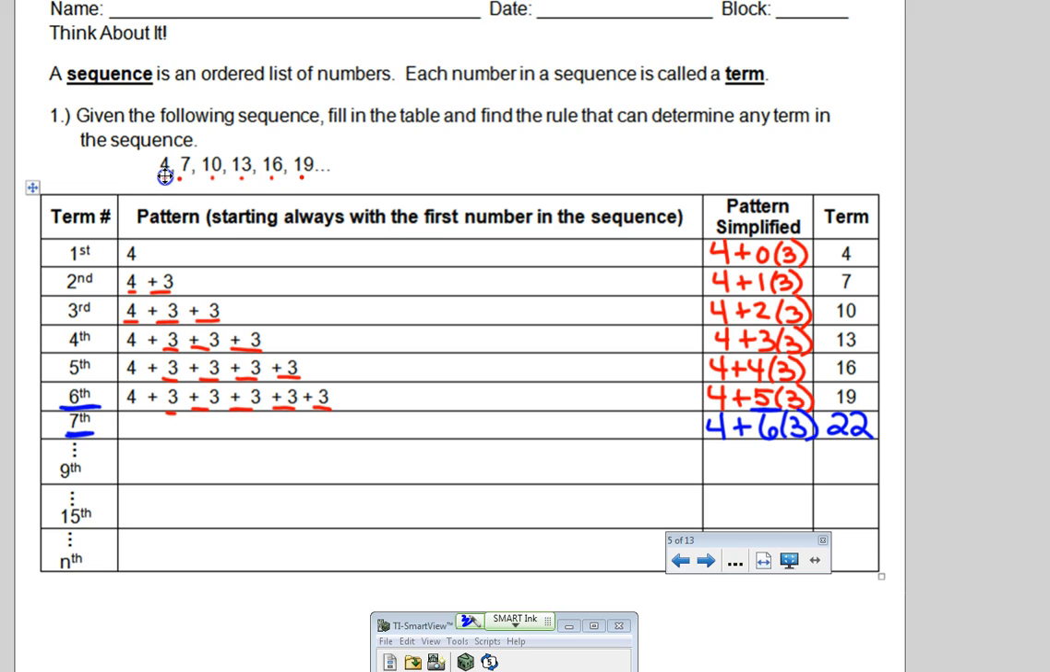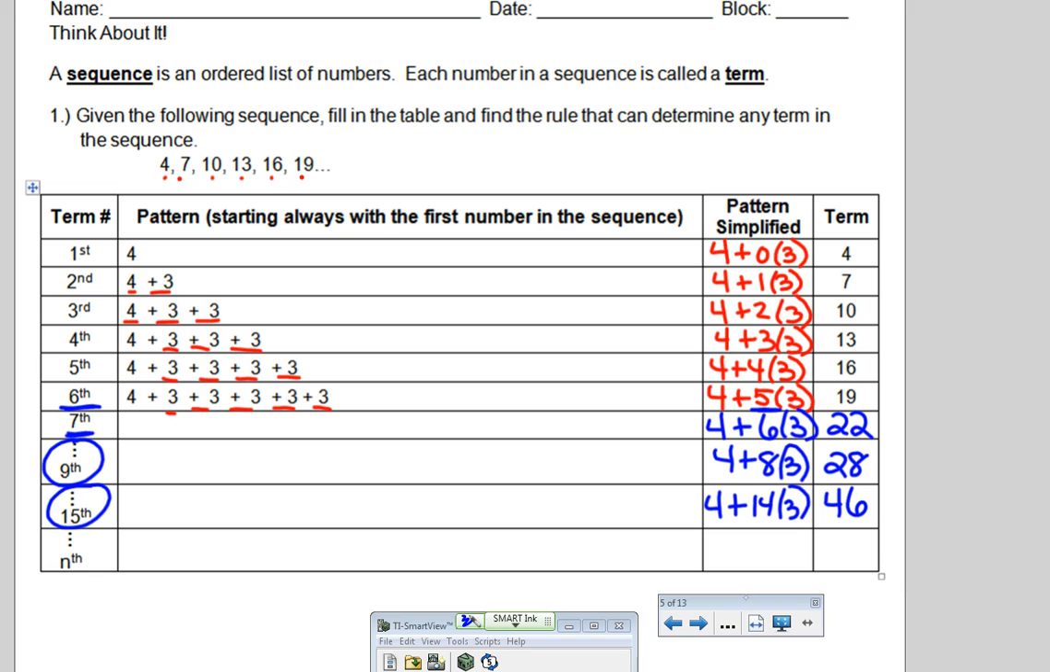All right, now dot, dot, dot. To get to our 9th term, it's going to be 4 plus our 9th term. Then we're going to need 1 less 3, so we're going to need 8 3's. And that's going to come out to be 28. Okay, going to our next one, 15. That's going to be 4 plus, and the number of 3's we're going to need to get to our 15th would be 14. And that's going to be 46.